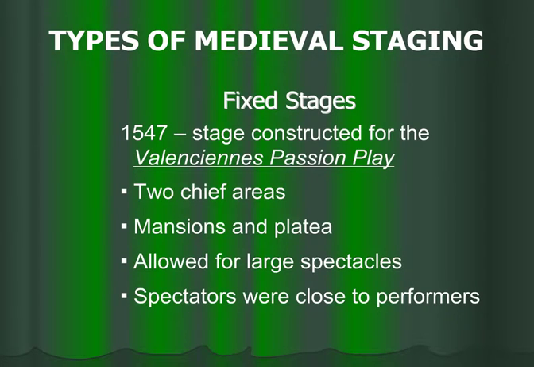During the medieval time, there were two types of stages. One was a fixed stage, and there were two chief areas. There was the mansion stage, which was a platform that was built and set up outside the church, and then the plateau, which had wheels that sat right next to the mansion stage. It allowed for large spectators, and it allowed for the spectators to get closer.